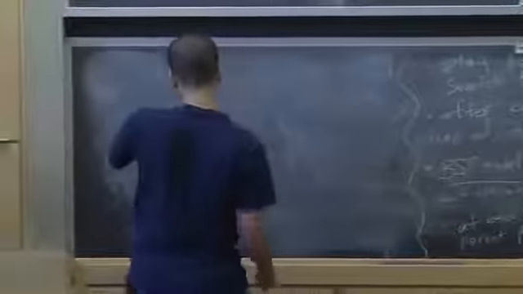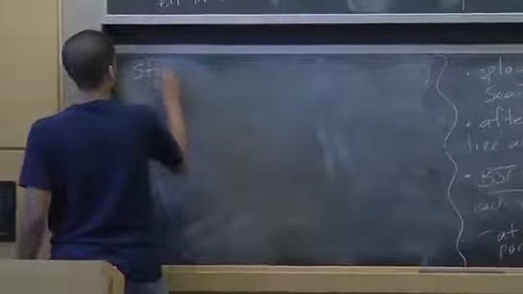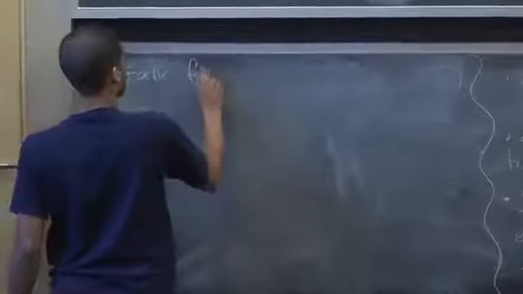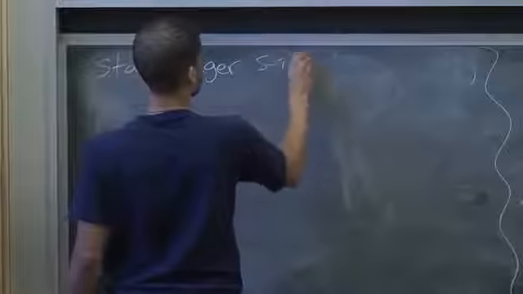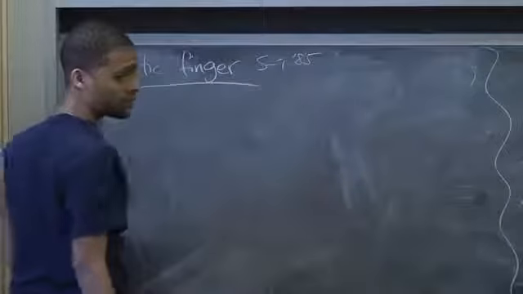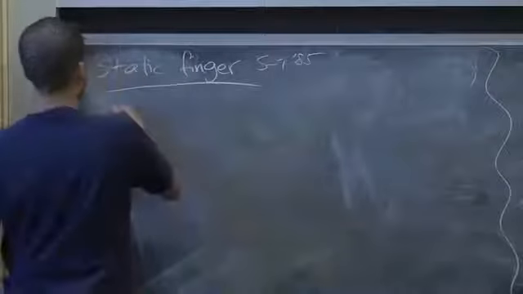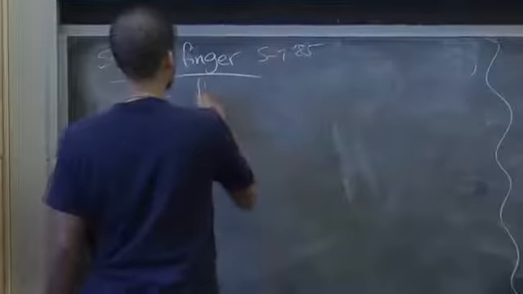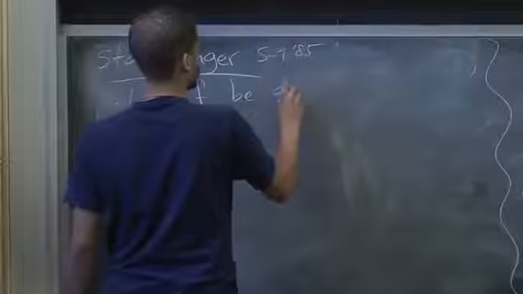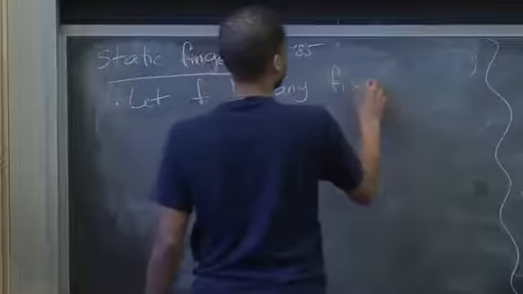Another one is the static finger property, also in the original paper. It says let f be any fixed item.